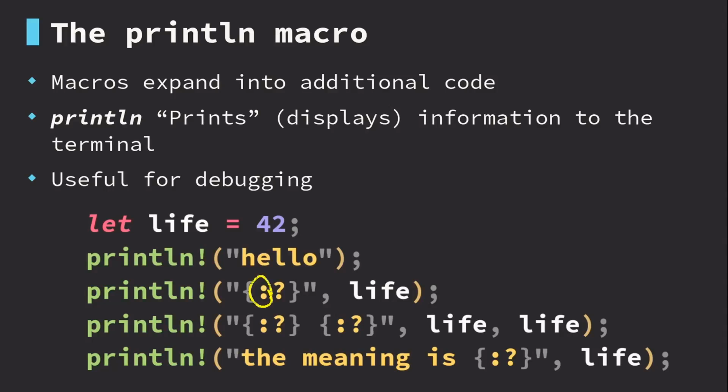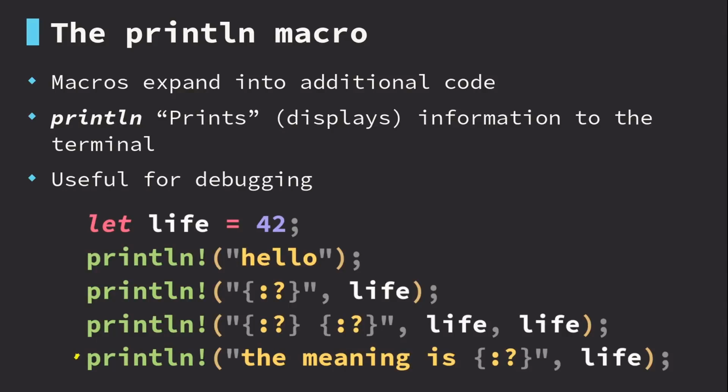We use a colon followed by a question mark to indicate we want to do a debug print. And a debug print is just whatever text that you want to see as a developer, and it's not meant to be seen by end users of your application. We're able to use the debug print as many times as we like, and so here we're using it twice, and then we use the variable life both times. This means that our third invocation of the println macro will print out 42, followed by a space, and then 42. It's possible to mix and match any characters that we would like.